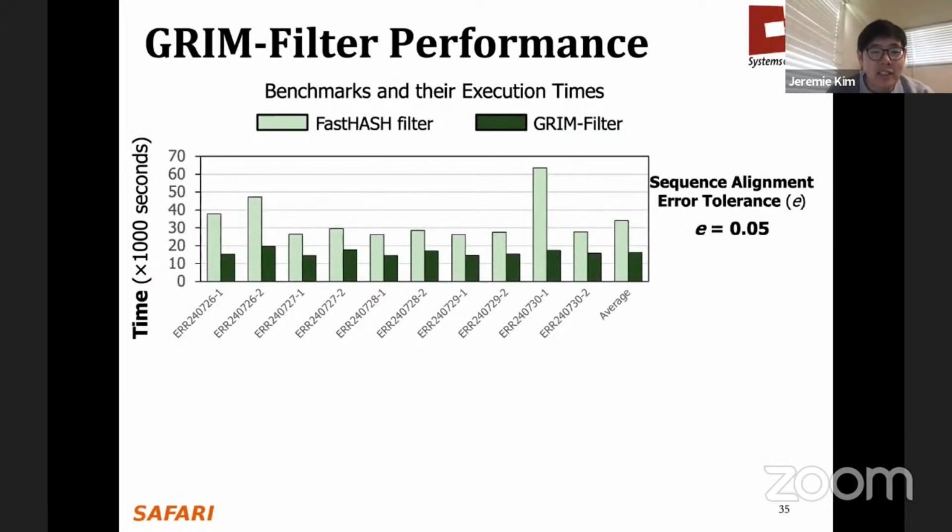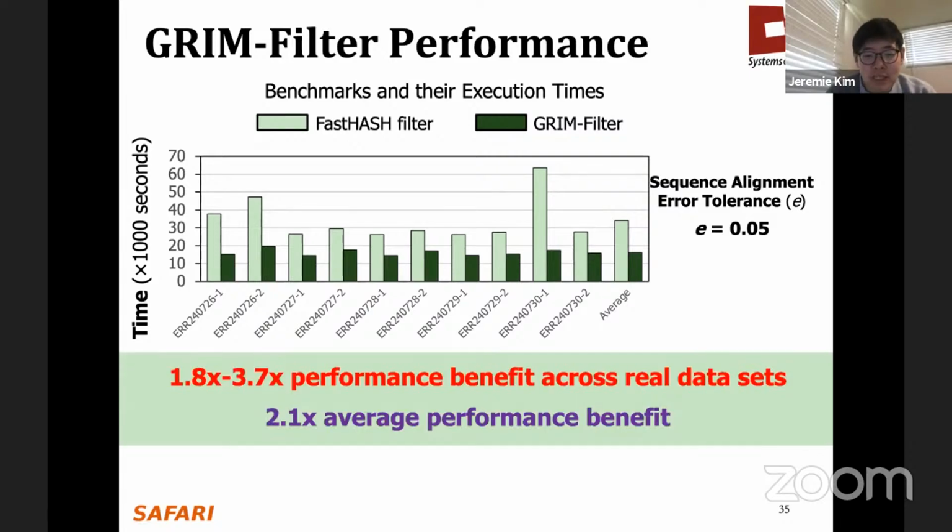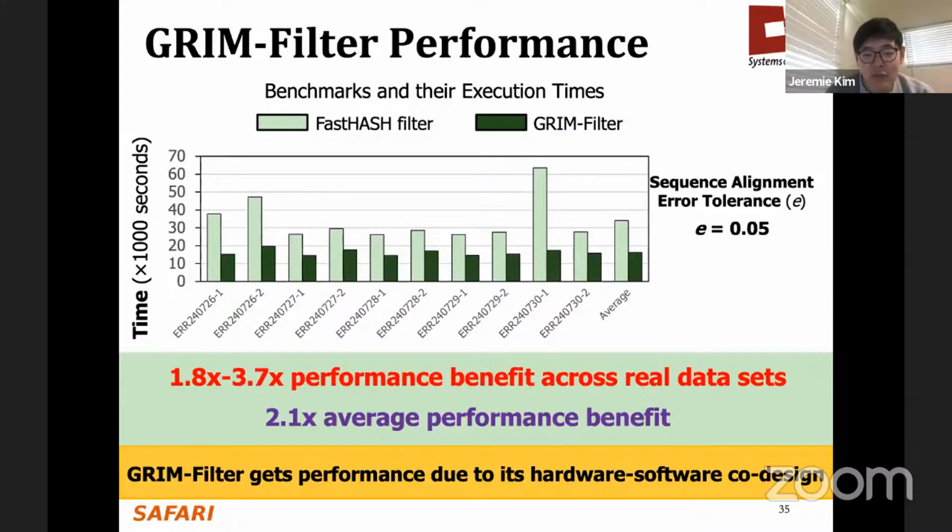So here we have the plot of performance, where the y-axis shows the time in terms of 1,000 seconds each. And on the x-axis, we show the different data sets. This is just how we label the data sets in bioinformatics. And we plot for both the FastHash filter and for GRIM-Filter for total execution time. And we use the sequence alignment error tolerance of 5%, which is pretty typical. So we find that we get a performance benefit of up to 3.7x here, and on average 2.1x. And GRIM-Filter gets a lot of performance due to its hardware and software co-design.